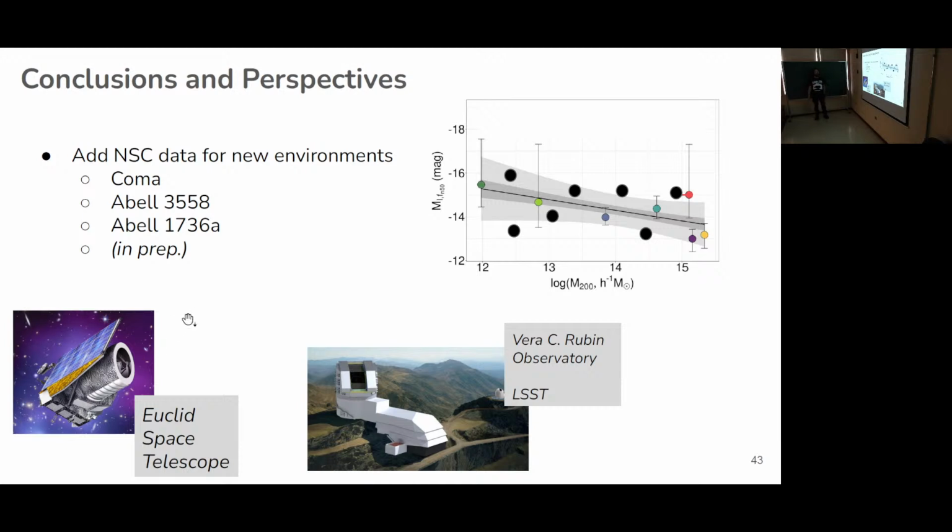Euclid is a recent telescope that was launched that, as well as the Vera Rubin Observatory, has the property of having large fields of view with very deep photometry that are perfect to detect nuclear star clusters in nearby galaxy clusters. So we expect in the future to have more environments for us to put in a plot like this. These telescopes also make it much easier to detect low surface brightness galaxies, such as the ones that we want to detect.